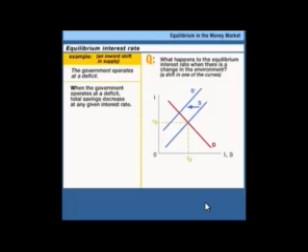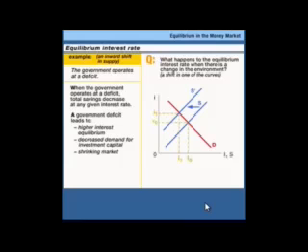This is what we call in macroeconomics crowding out. When the government comes into the financial system and borrows more money because it's running a bigger deficit, it crowds out business spending.